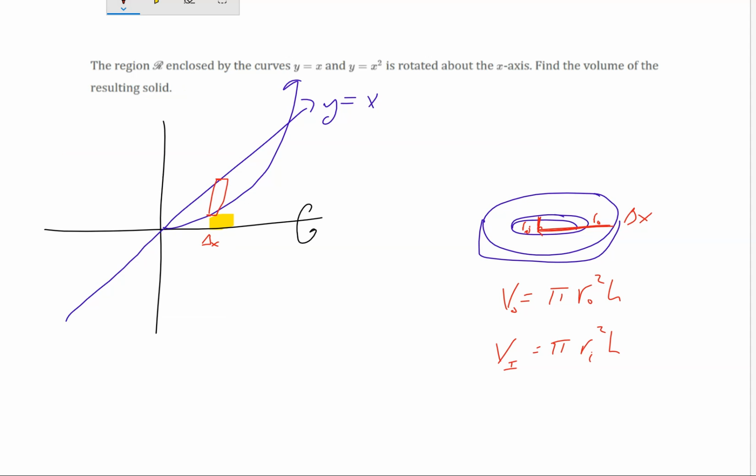So the outside radius is from here all the way to the axis of rotation. Okay? So that's going to be whatever that y coordinate is. But of course I need it in terms of x, right? So my outer radius is, well, that's on the straight line. So that's just going to be x, because y equals x on that line, right? The inner radius is from here to the axis of rotation. So the inner radius goes to the little curvy one, and that's going to be x squared.